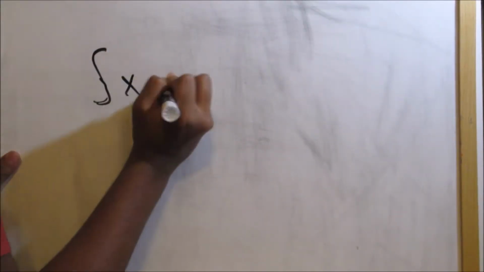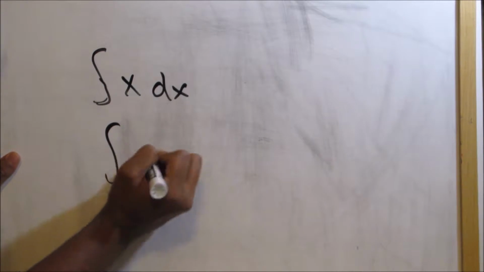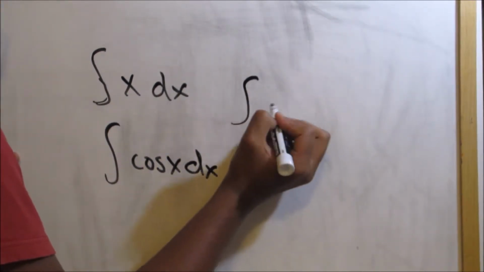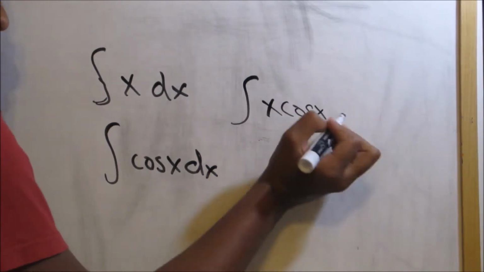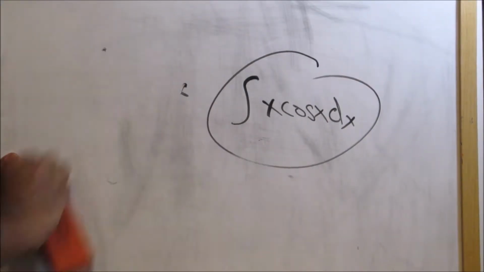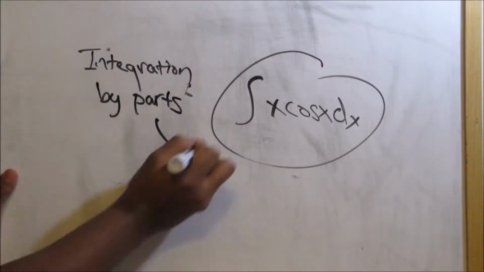Until now, you have learned only how to do basic integration with one function, for example the integral of x or the integral of cosine x. But what if you had the integral of x times cosine x? What would you do then? This is where integration by parts comes in.